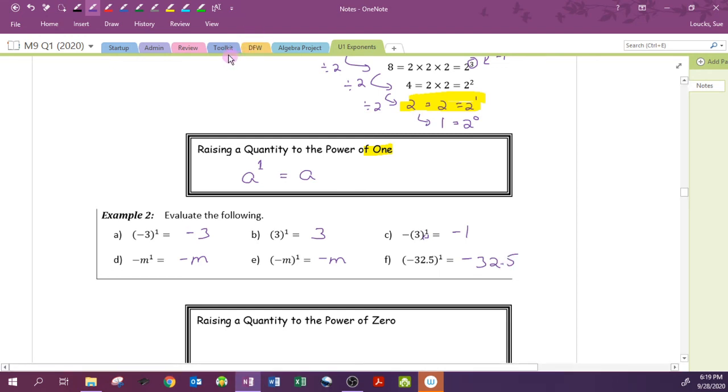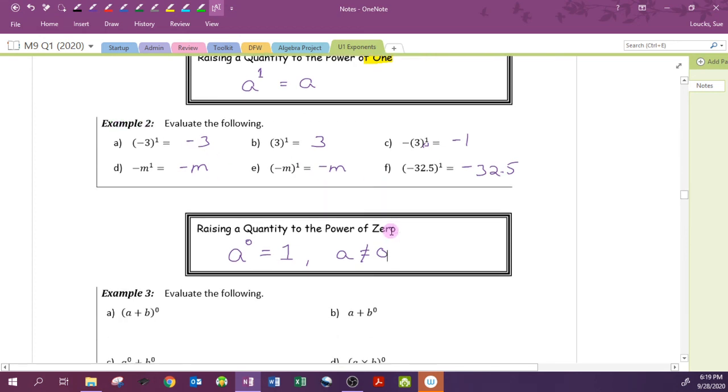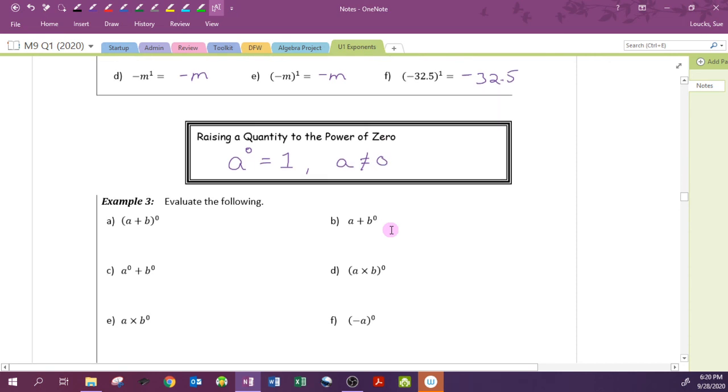Okay. The second rule that we got from up top is raising something to the power of 0, and that is that any number to the power of 0 equals 1 as long as our number is not 0 itself. Okay, 0 to the 0 is undefined. It has no value. It's like dividing by 0. You can't do it. So it doesn't have an answer. But I won't ask you that. That's just a tricky question.